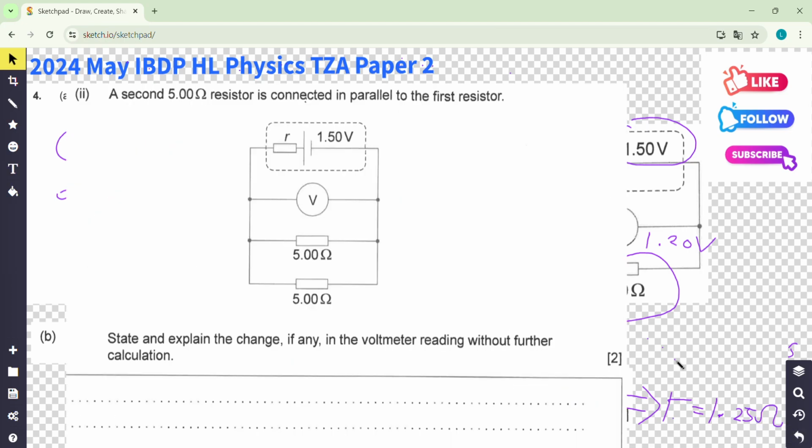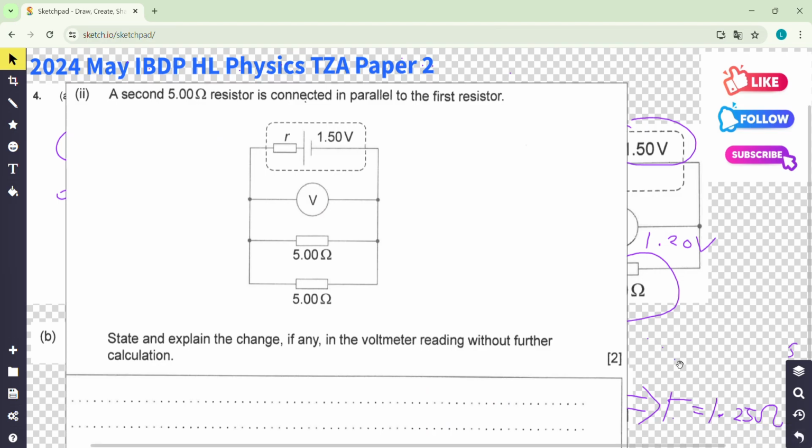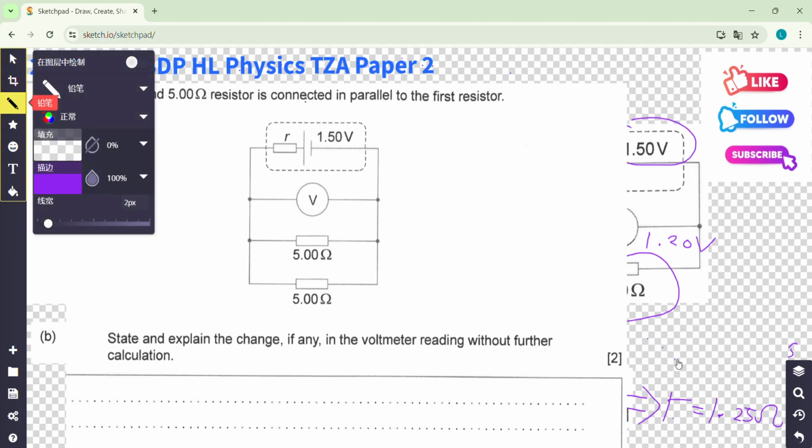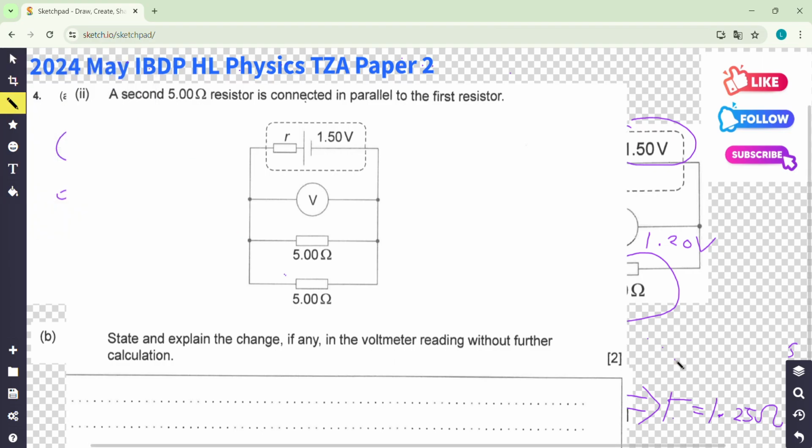How about the second part? The second part is a qualitative discussion. You said that we add one more resistor here and no calculation. Okay, what will happen to the voltmeter reading? Increase, decrease, or remains unchanged. So look at here first.